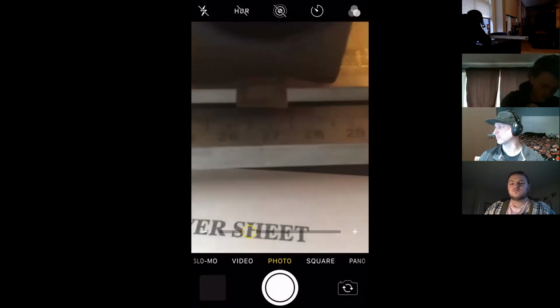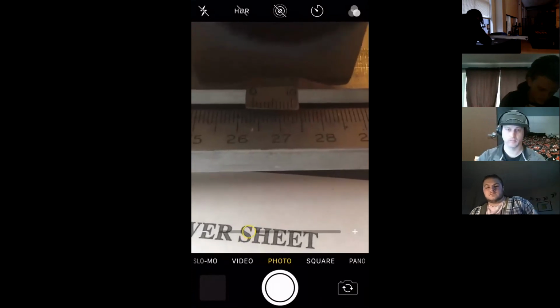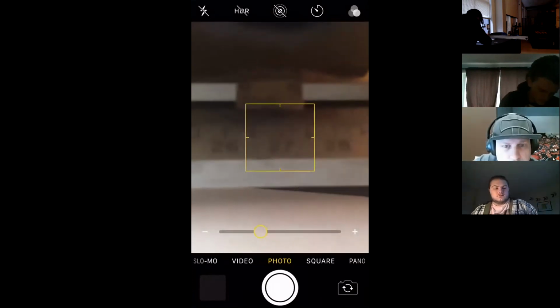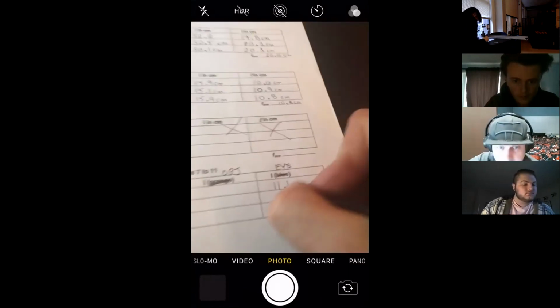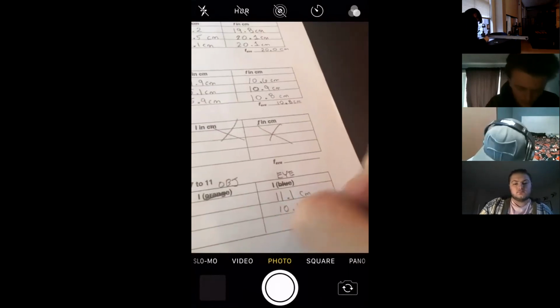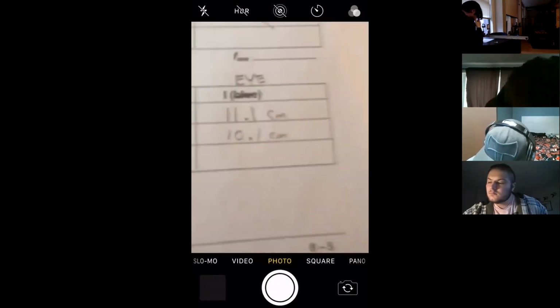Let's subtract these two numbers. 26.3 minus 16.2. 10.1. 10.1? Yes. Wow, that's all over the place. I was expecting a bit more precision there, you know what I mean?